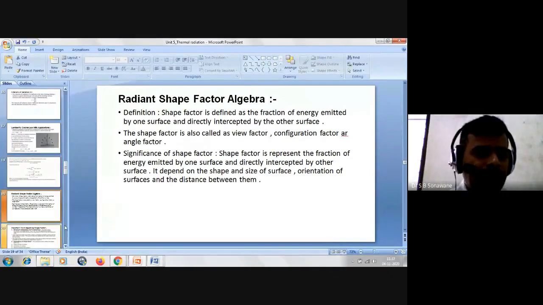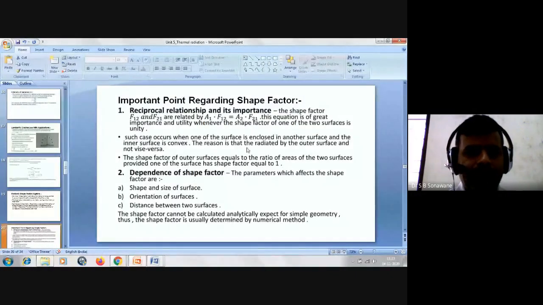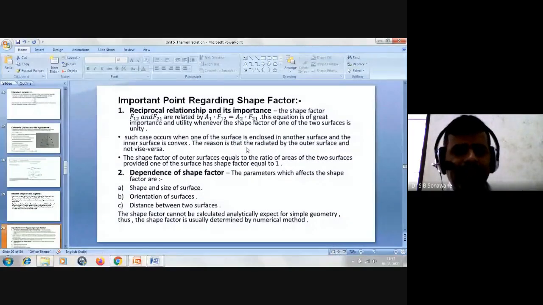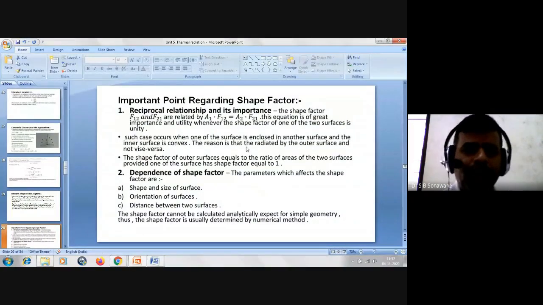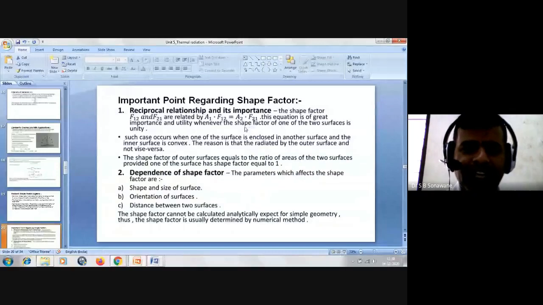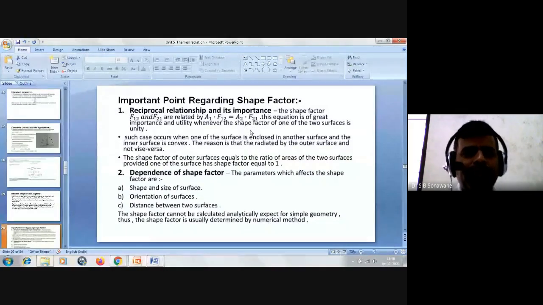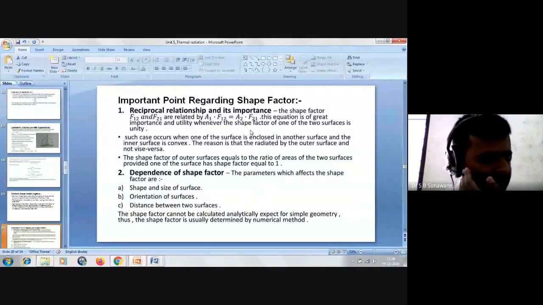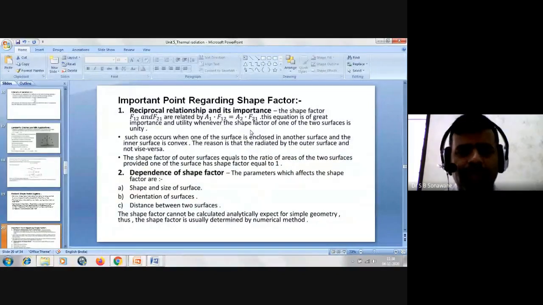Now coming to the different laws of this shape factor, that are basically giving certain relationships. So first, the law of shape factor, which is a reciprocal relationship, or we can say the reciprocity theorem. This is also known as the reciprocity theorem.